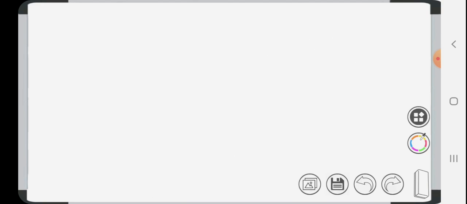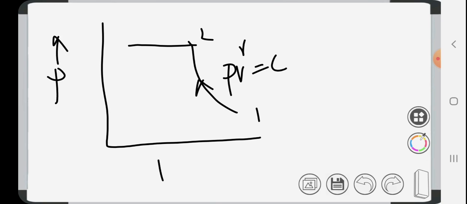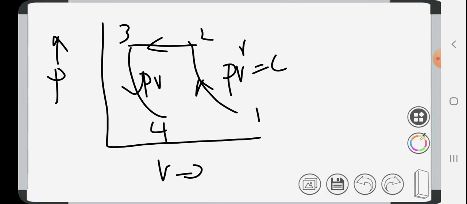So our Bell-Coleman cycle is like this: 1 to 2, adiabatic compression, means PV raised to gamma equal to constant. 2 to 3 in the PV diagram, constant pressure heat rejection. 3 to 4, PV raised to gamma constant, adiabatic expansion. 4 to 1, constant pressure, heat addition or refrigeration.